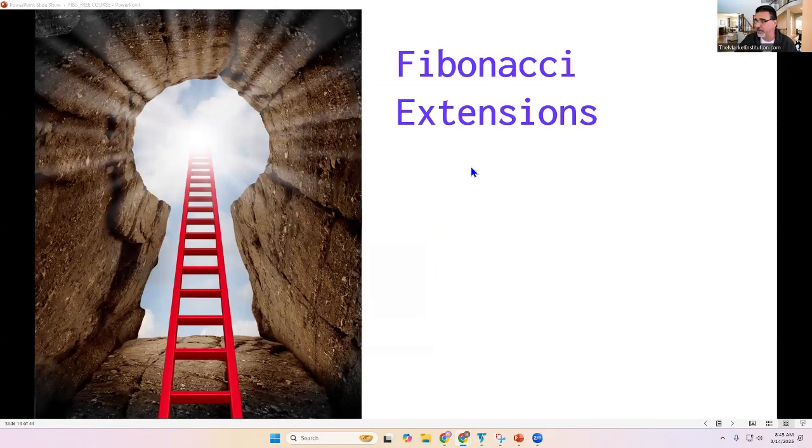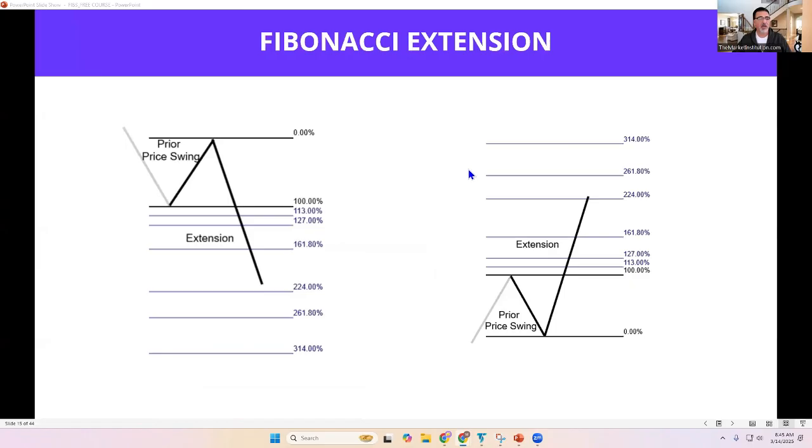Fibonacci price extensions. A Fibonacci price extension uses the prior swing, and when price extends beyond that prior swing, we have more common Fibonacci extensions: 113, 127, 161.8, 224, 261.8, and 314. When price extends beyond the prior swing, we use Fibonacci extensions.